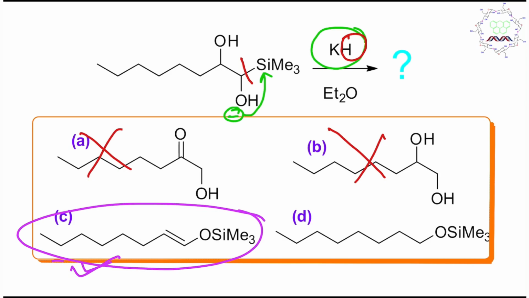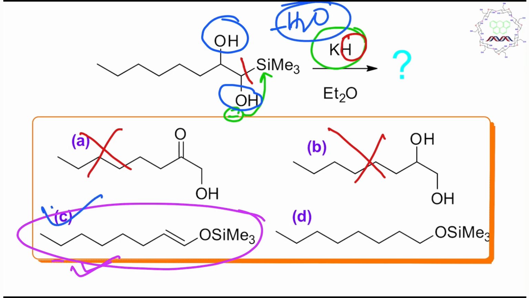And by the way, if a water molecule is eliminated from this one, what will it result in? It will result in an alkene. So obviously this one is the answer, because water is eliminated but there is still unsaturation. How is that possible? This is actually a potassium hydride base, so this hydride cannot add to the double bond, not possible. So this is the answer.